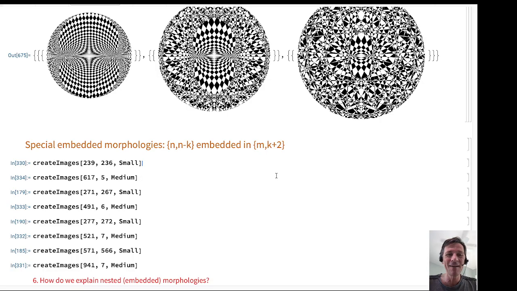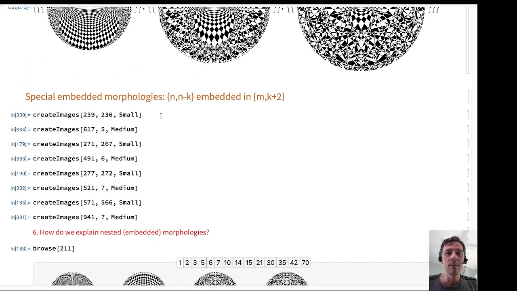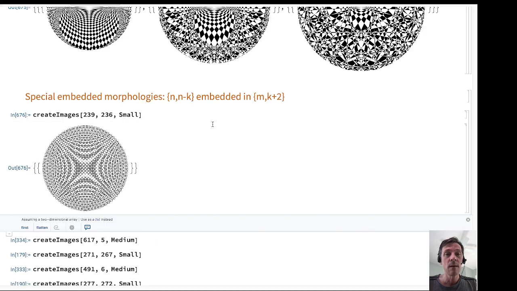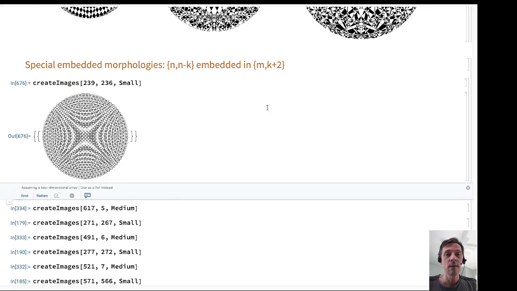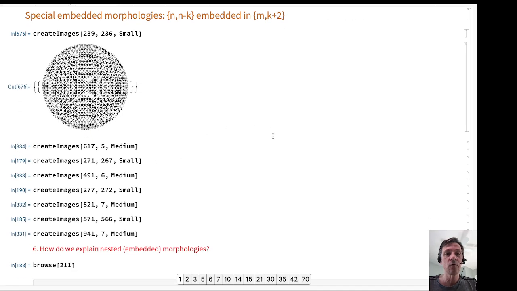What am I talking about? Let's take a look at this. Here, I want you to think of k as 3. 239 is the denominator, and 236 is the base. So 239 minus 3 is 236, and therefore k is 3. This is the familiar four-pointed star morphology, and that's going to show up in that similar image.